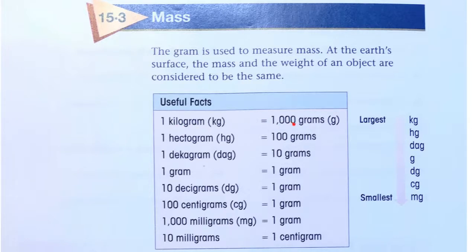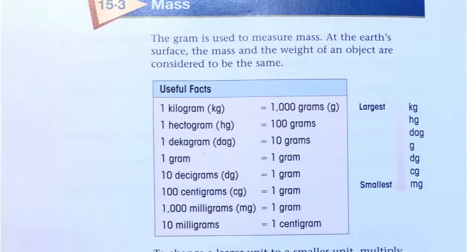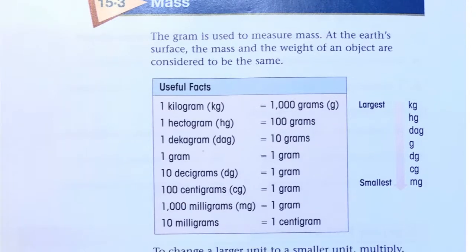1 kilogram is 1,000 grams. 1 hectogram is 100 grams. 1 decagram is 10 grams. 1 gram is 1 gram. 10 decigrams is 1 gram. 100 centigrams is 1 gram. 1,000 milligrams is 1 gram. And 10 milligrams equal, what does that say? 1 centigram.